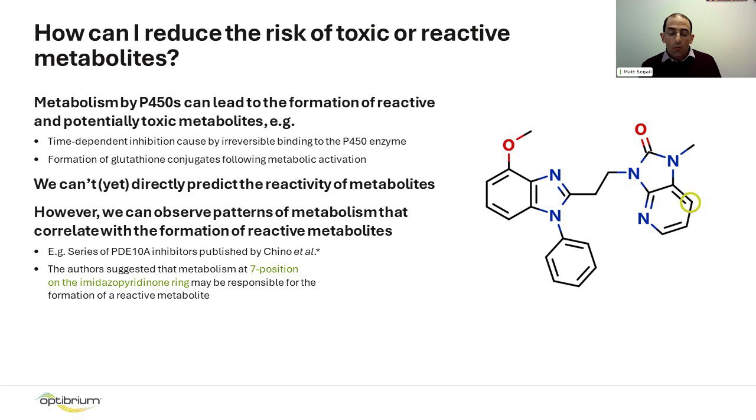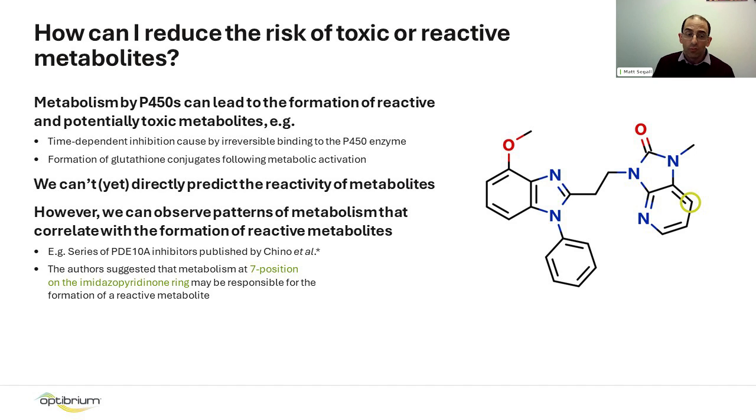Now, to be clear, we cannot yet directly predict the reactivity of metabolites. I'd say watch this space. It's some active research that we're working on. However, what we can do is look for patterns of metabolism that correlate with the formation of reactive metabolites.